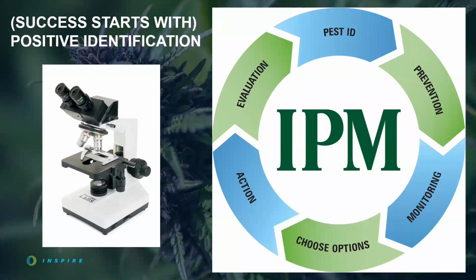So now that we have a culture of clean, let's talk about a culture of success. And that starts with scouting with a microscope, getting positive identification, taking appropriate action, and evaluating. It's a continuous cycle. Keep a log of the pests, keep a log of the conditions, the fertigation, the water into the space. All these things are important when you think about historical trends and how you're going to eradicate pests for the long haul.